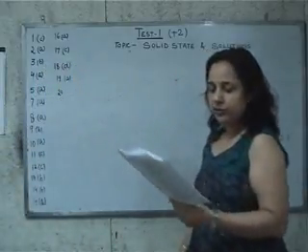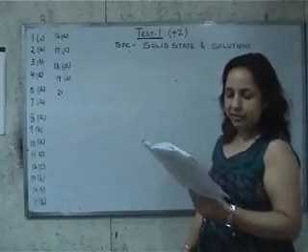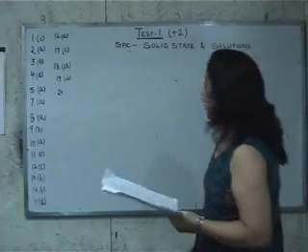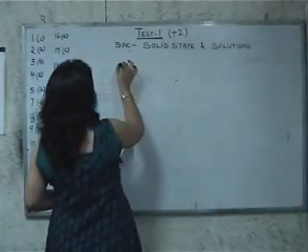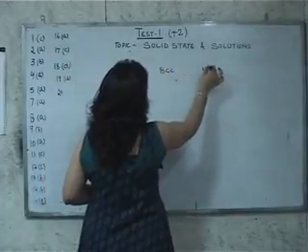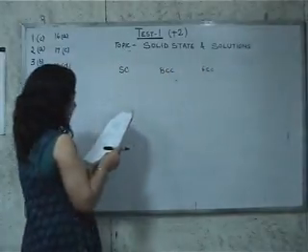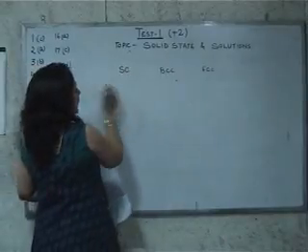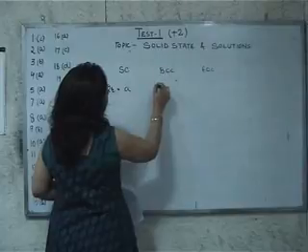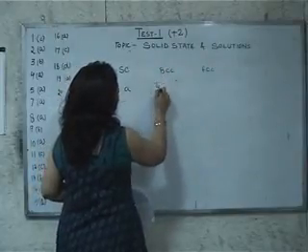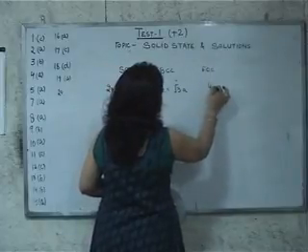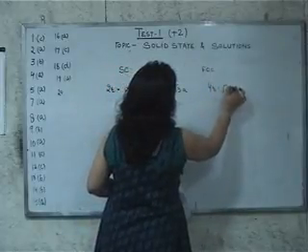Question number 20. a is the edge length of simple cubic, body centered cubic and face centered cubic. Then find the ratio of radii of the spheres in these systems. We are having simple cubic, body centered cubic and FCC, face centered cubic systems. In simple cubic, 2r is equal to a. In BCC, 4r is equal to root 3 a. And in FCC, 4r is equal to root 2 a.